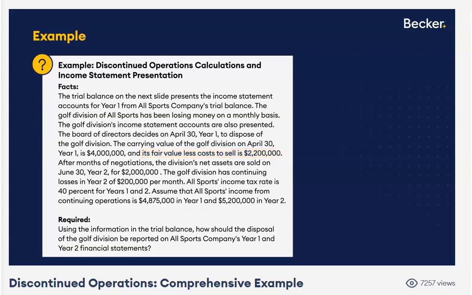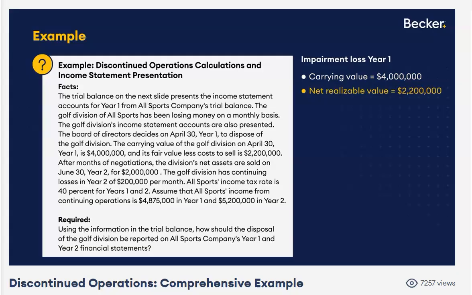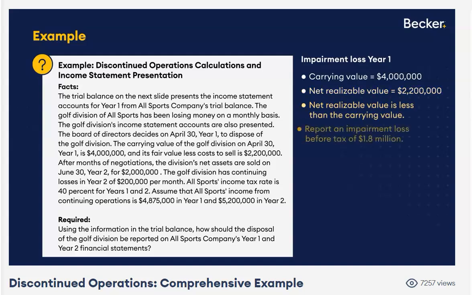Stop right there. You've got to calculate an impairment loss, rule of conservatism. You've now got to report this golf division at the lower of its carrying value, $4 million, or the net realizable value of $2.2 million. So the first thing we're going to do, write down, number one, $2.2 million, that is the net realizable value. That is lower than the carrying value of 4. So we're going to report an impairment loss before tax of $1.8 million.